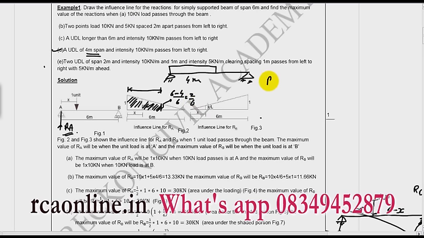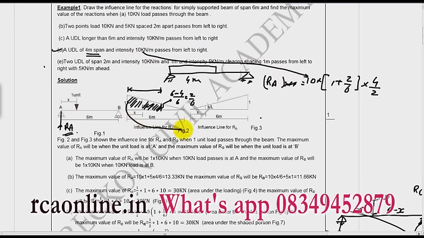So what is the maximum value of RA? RA maximum is 10 into 1 plus 2 by 6 into 4 by 2. Okay, so what is this? 10 is the intensity of the loading. 1 is this ordinate. 2 by 6 is this ordinate. 4 is the length of this trapezoid, and by area it will be half.